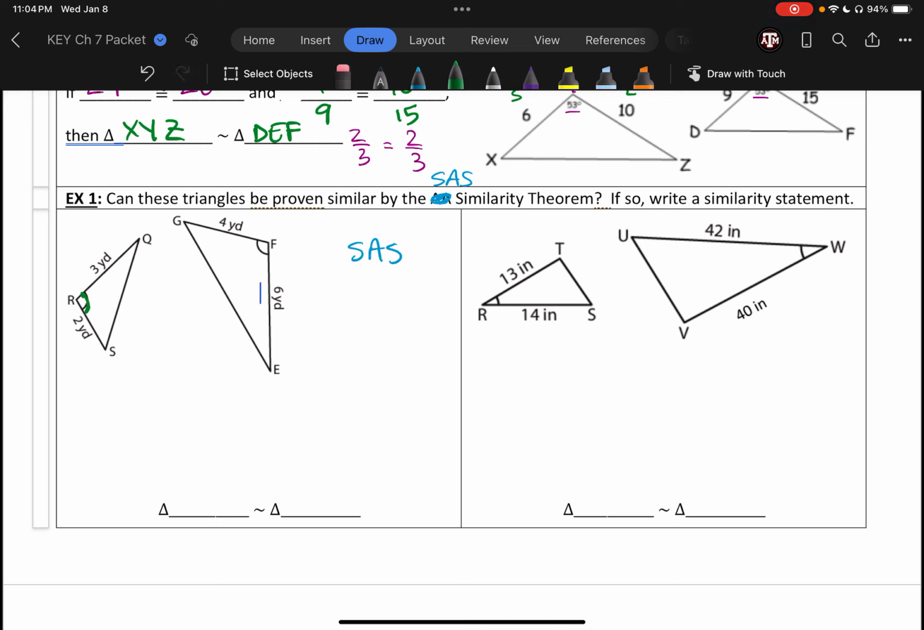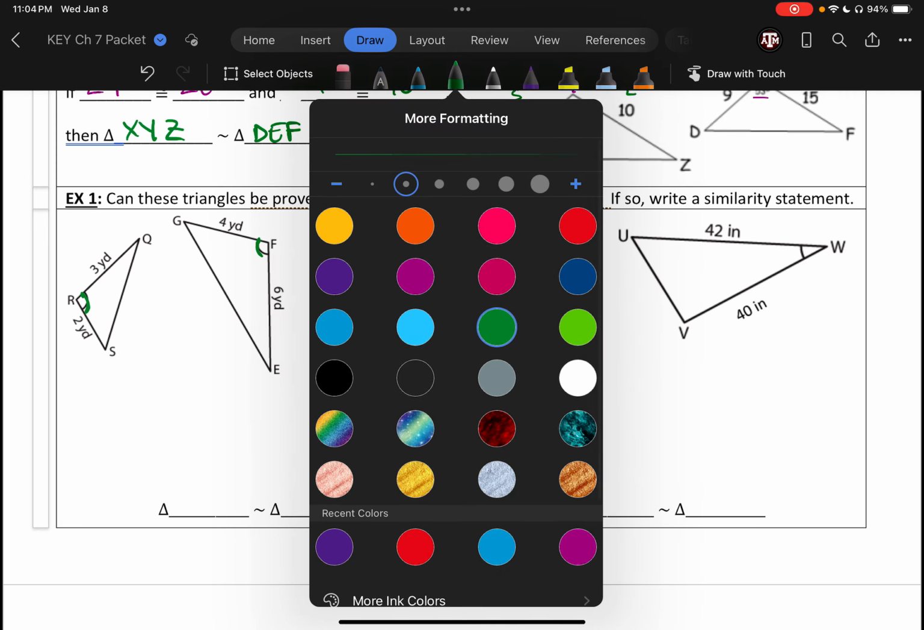Not sure why it's being off like that, but we can see close enough here. So I got the angle taken care of. What I'm checking for now is, do we have the proportional sides? And is that angle in between two sides? Yes, the angle is in between two sides. That alone is not enough information to say that they're similar. We have to show that the sides are proportional, right?